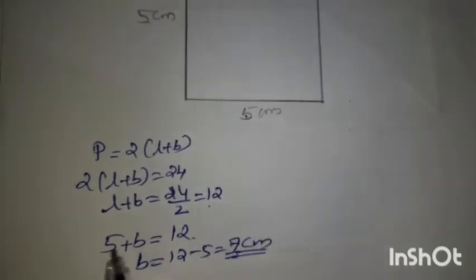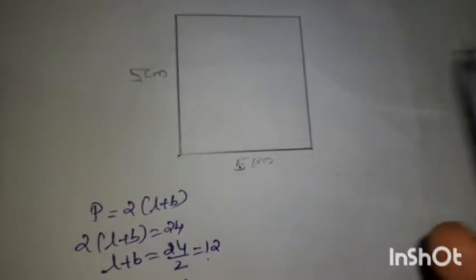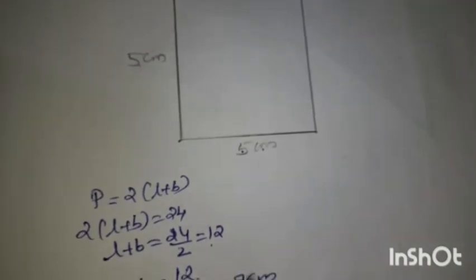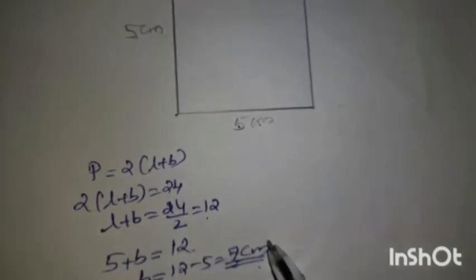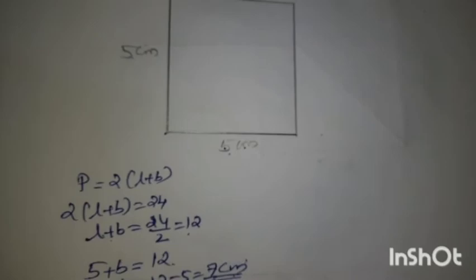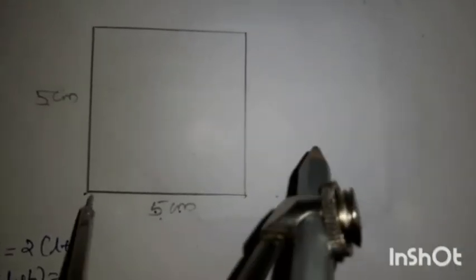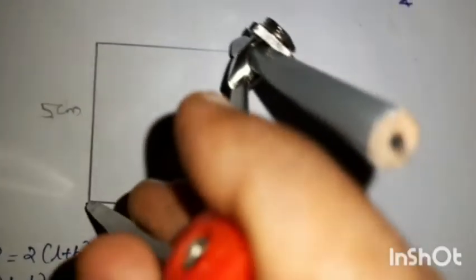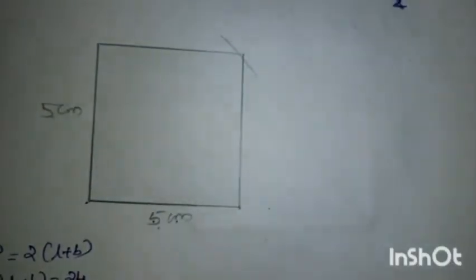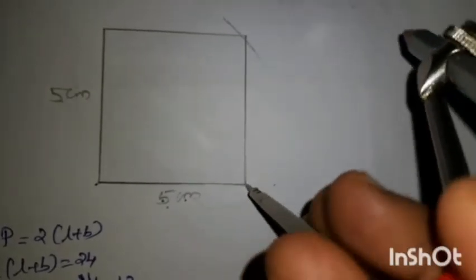One side is 5 centimeter and the other side is 7 centimeter. So you must draw an arc of 7 centimeter from here. One side of the parallelogram is 5 and the other side you have to find out using the perimeter. L plus B is 12, so 12 minus 5 is 7. So draw a 7 centimeter arc from here. Same 7 centimeter, you have to draw from here also.